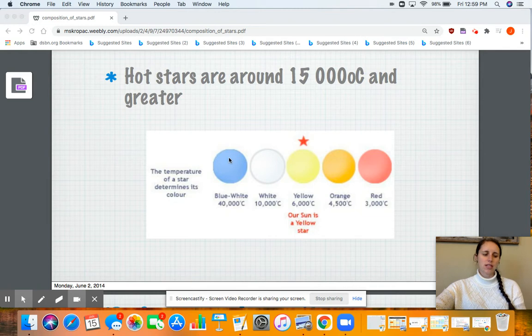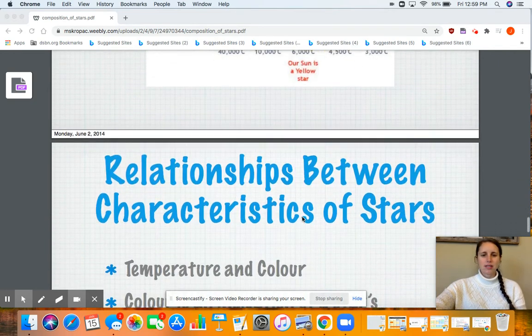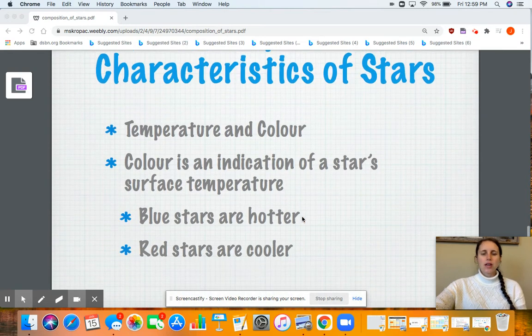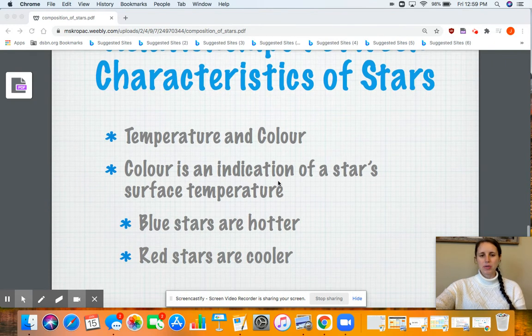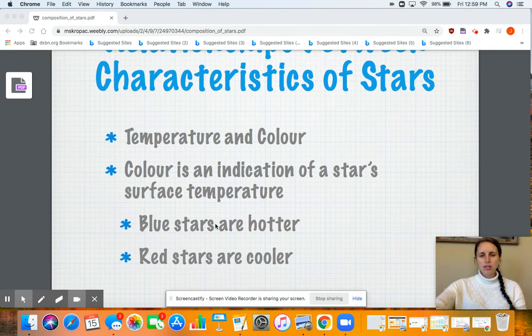So the hottest stars actually appear blue. The coolest stars actually appear red. Our star, our sun, is right about here. It's a yellow star, and it's about 6,000 degrees Celsius. There's a relationship between temperature and color. We just talked about it. Color indicates a star's surface temperature. So we know that blue stars are hotter, and we know that red stars are cooler.